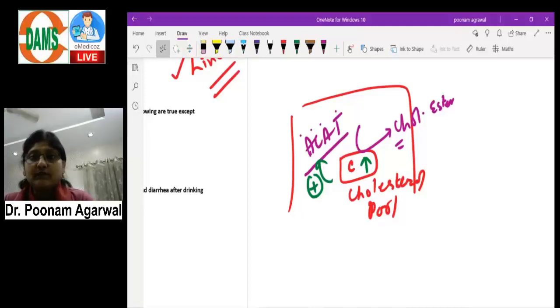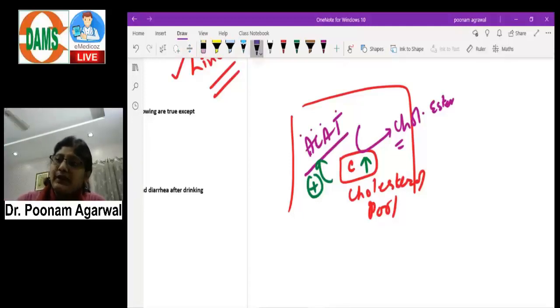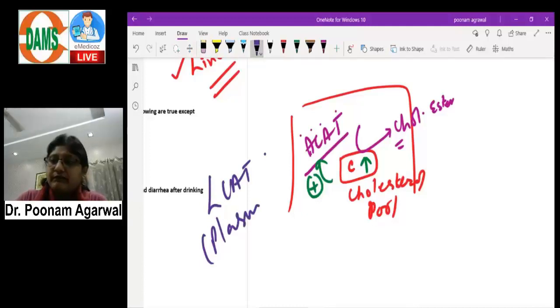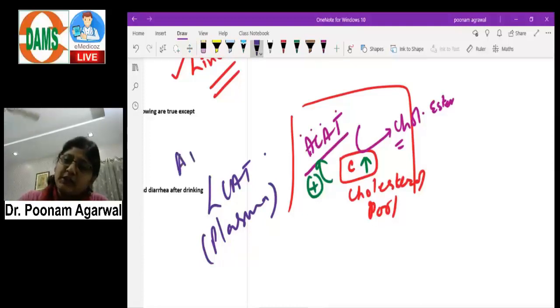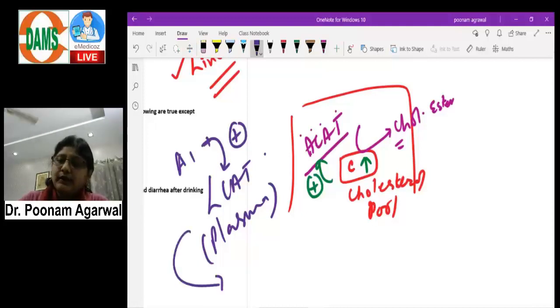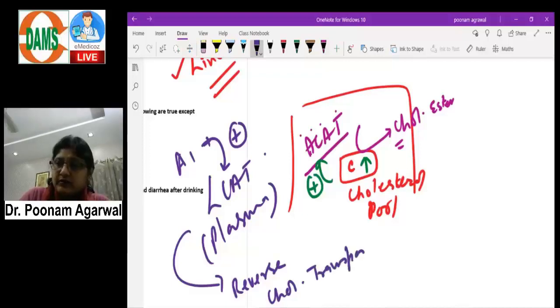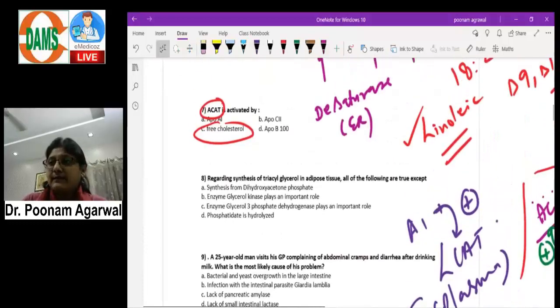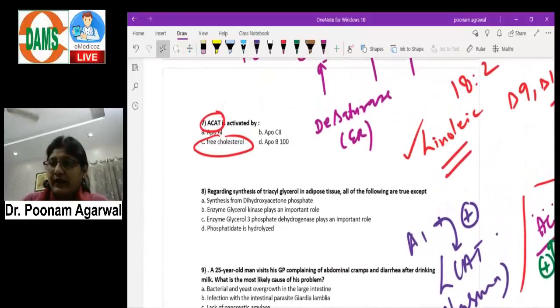Don't confuse this name of the enzyme ACAT with ALCAT. ALCAT is altogether a different enzyme which circulates in free form in the plasma, and this ALCAT is activated by ApoE1 of HDL, and it is involved in reverse cholesterol transport. Reverse cholesterol transport, for which HDL is required. So we have the ALCAT enzyme, and we have the ACAT enzyme. That is how they are going to act.